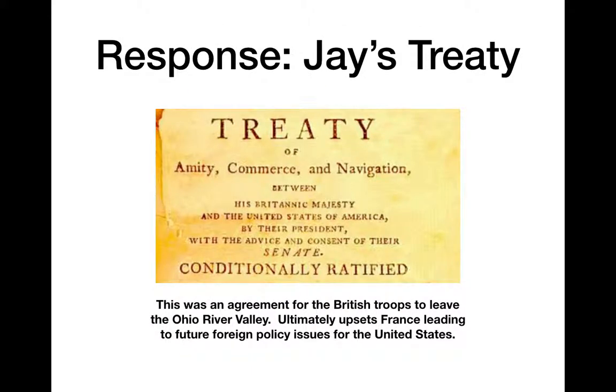So the response to that was something known as Jay's Treaty. This was when George Washington sent then the Chief Justice of the Supreme Court, John Jay, to set up a treaty with Great Britain in order to get those troops to leave the Ohio River Valley. Somewhat effective, some remained, but at the same time, this was what they did in order to try to get the British troops to leave that area.